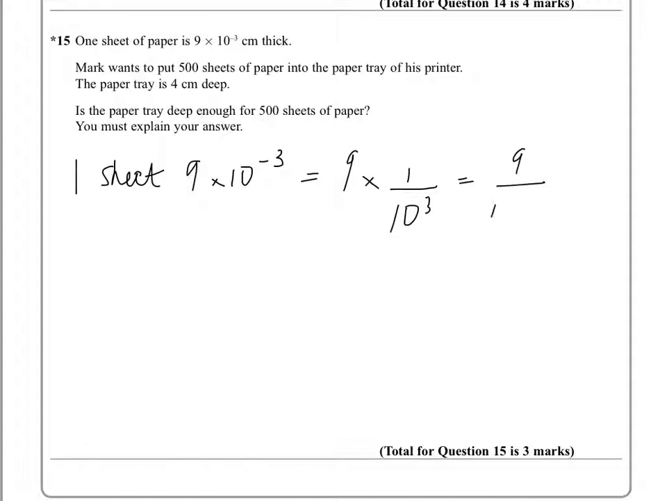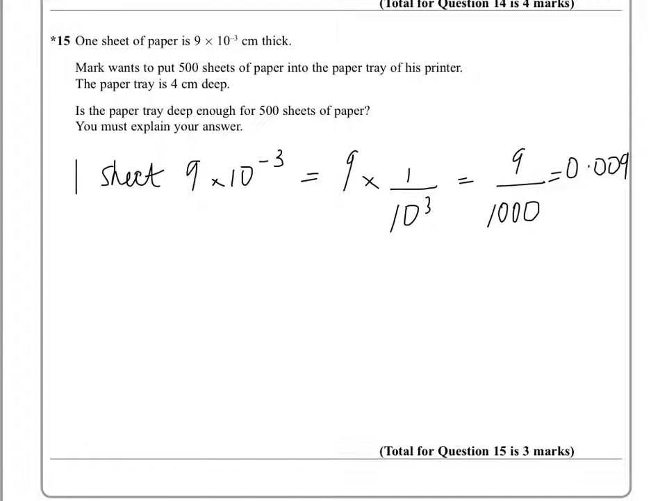So what we know is that one sheet is 9 times 10 to the minus 3, and that is the same as, so anything to the power of minus is actually 1 over, so that's 9 times 1 over 10 to the 3, and that equals 9 divided by 1000, which is 0.009 centimeters. So that's one sheet.